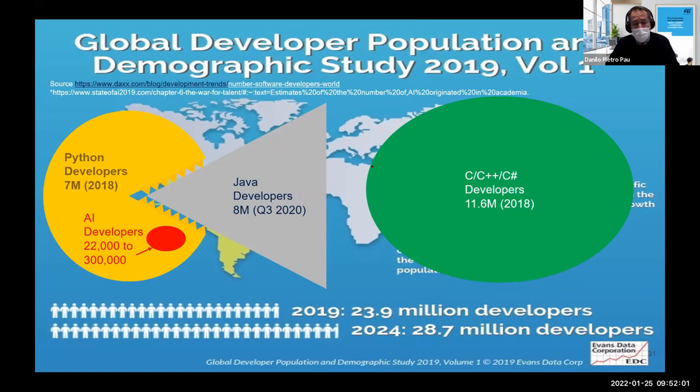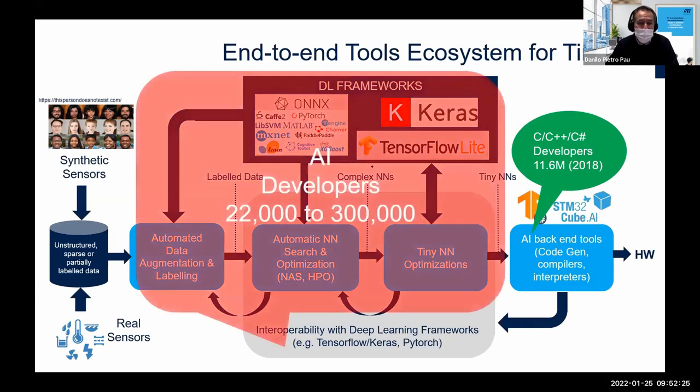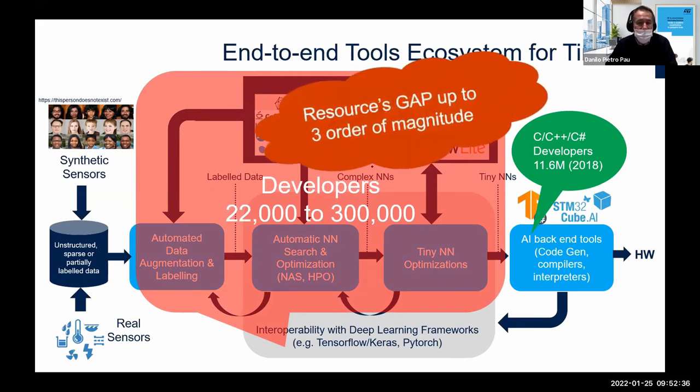Why? Because among Python developers, a subset are AI developers. How many? About 200,000, 300,000. But if we couple this population on the pipeline I was previously suggesting, you see that the C++ developers position themselves in the backend area. The AI developers are much fewer than the C++ developers, 3 orders of magnitude less. And there is not only an automated machine learning gap, but also a resource gap.